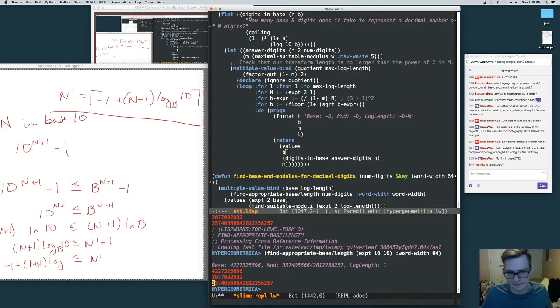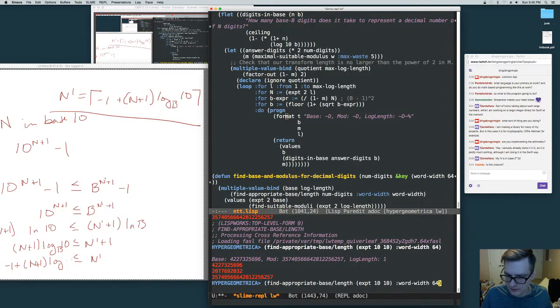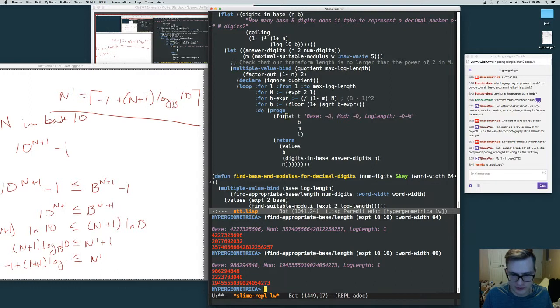So what happens if we only had 60 bits? This is saying that if we had 60 bits to do the exact same computation, our modulus is, for one, going to be smaller by an order of magnitude. The length of our transform just went up 200 million terms. And the base is now smaller by an order of magnitude.